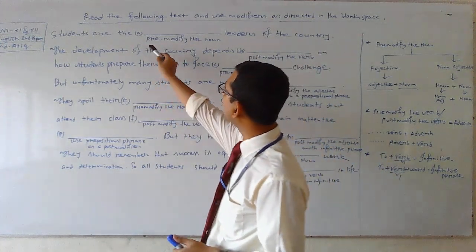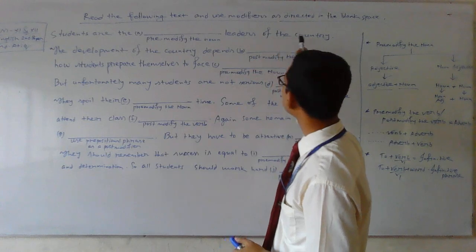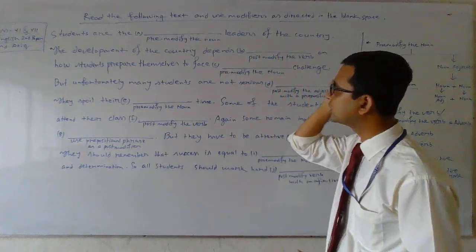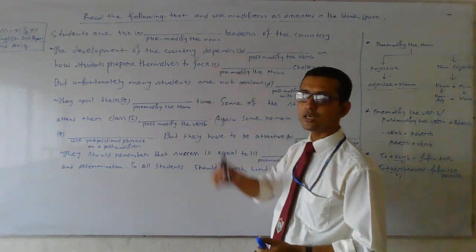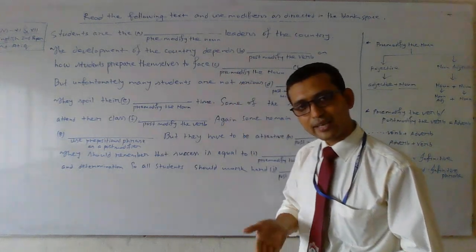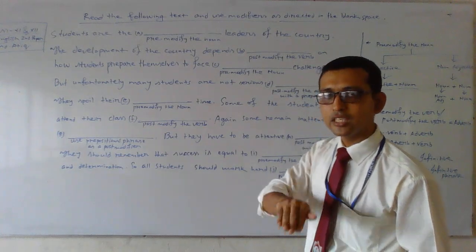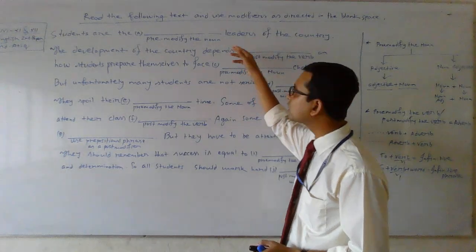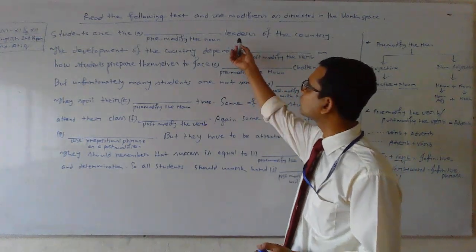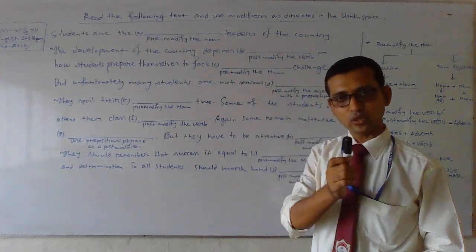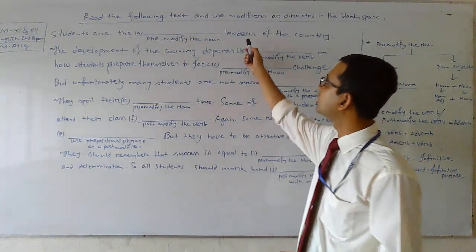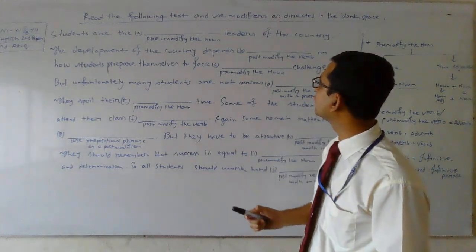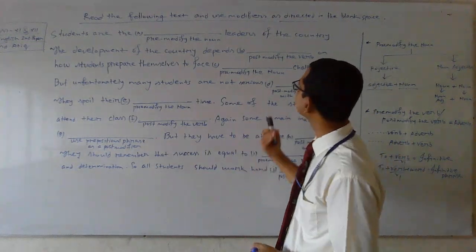First sentence: students are pre-modify the noun leaders of the country. Here, get pre-modify the noun. Whenever you get the question pre-modify the noun, your concentration will automatically go to the next word. What is the next word? The next noun, leaders. This is the head word, and this word will be modified. And this word will be modified with what? This is the answer. You will think logically later.